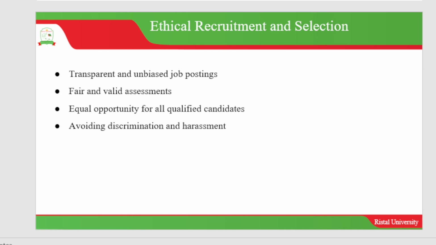Then the last one is avoid discrimination and harassment. Discrimination can be in terms of knowing whom to go with, whom not to go with. That's discrimination, favoring a particular group of people over others. Then harassment can be harsh treatment of the people who have applied for the job, in terms of shouting at someone in case the question you have asked is not well answered, etc. That's how you harass people.